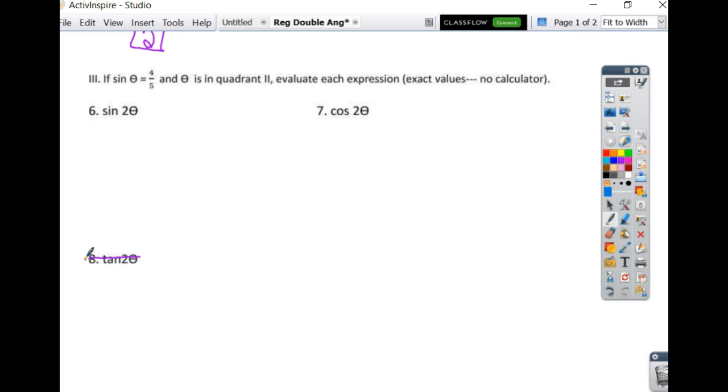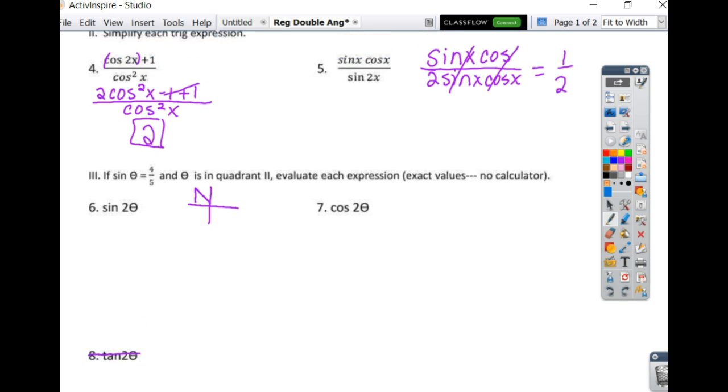All right. So on number 6, the sine of 2 theta. First of all, the sine of theta is 4/5 and is in the second quadrant. So this is what this looks like. And by the way, I'm going to do this for you. If it's in the first quadrant, it looks like this. If it's in the second quadrant, third, and fourth. Because you're going to have to draw your little triangles. So that's what they all look like.